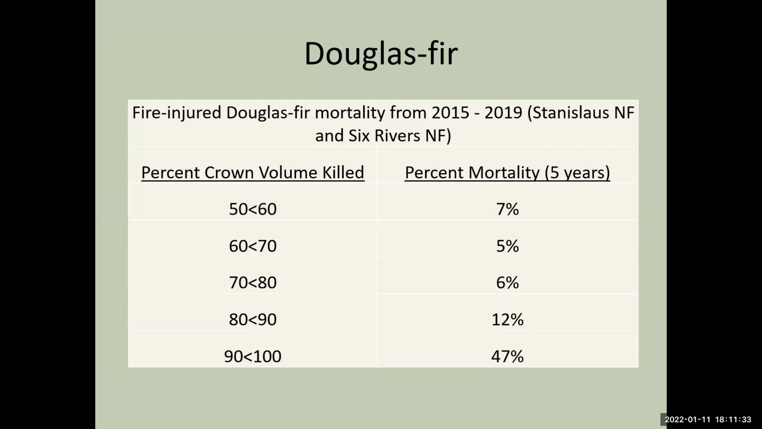We were intending to do Douglas fir when we started our study, but we just didn't have the opportunity. But since then, we have followed, I think we've got about 400 trees that we followed for 5 years. This is really raw data, not analyzed, but Douglas fir from our 2 studies, one on the Stanislaus, one on the Six Rivers National Forest, really shows a pattern similar to incense cedar, where it takes a lot of crown kill to start getting a significant increase in the percent mortality.